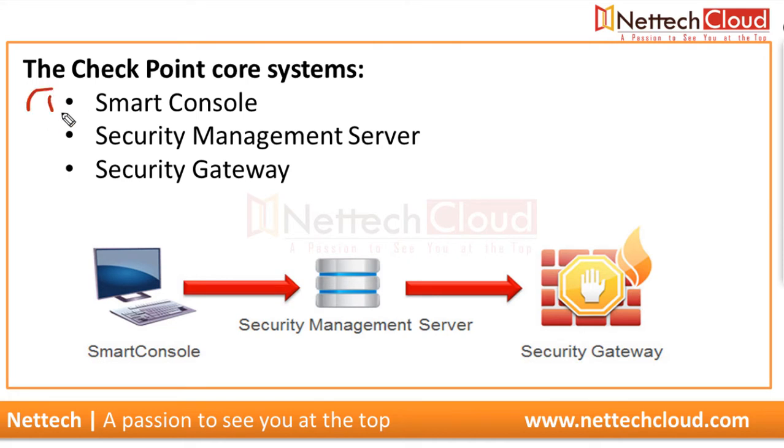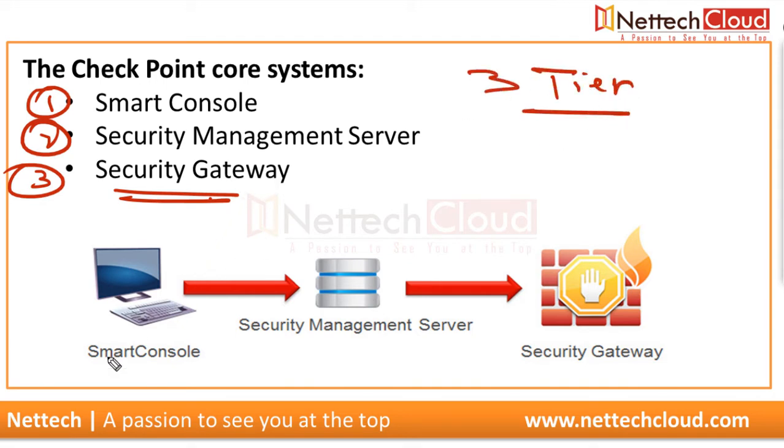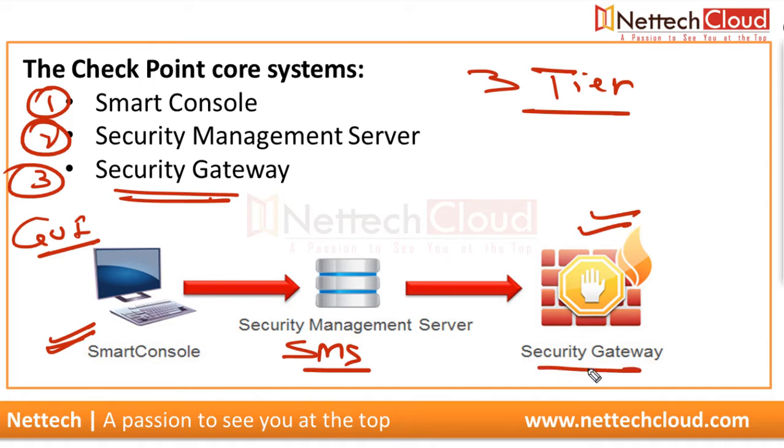A SmartConsole, the SMS or Security Management Server, and the third one is the Security Gateway, right? A very high-level overview of the three-tier architecture of Checkpoint firewall: the SmartConsole is a GUI client, a Windows 10 machine with the SmartConsole software. First, this connects to the management server, a database server, and from this management server, we push policy to the security gateway. The security gateway is your firewall basically, the enforcement module.